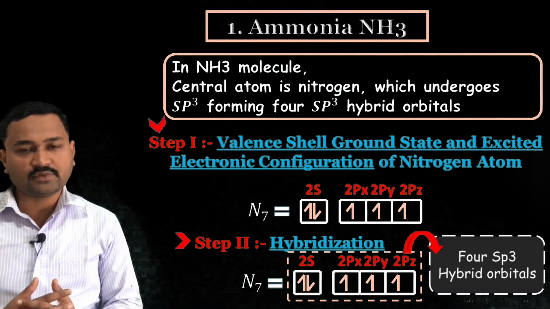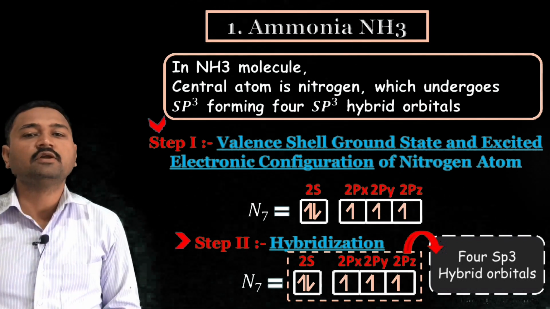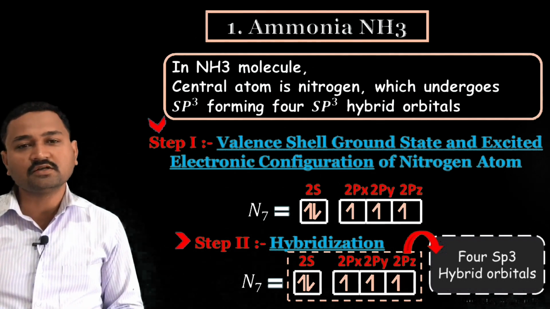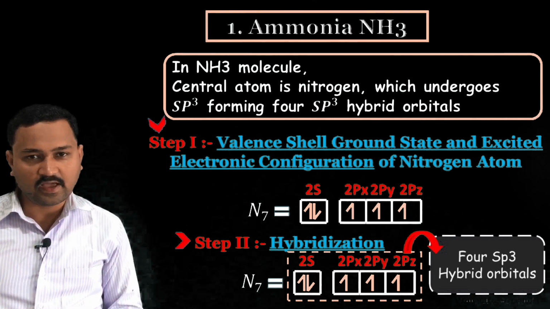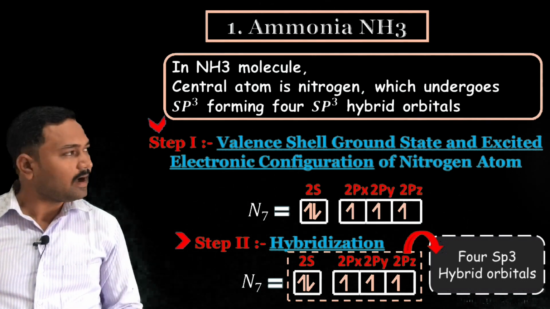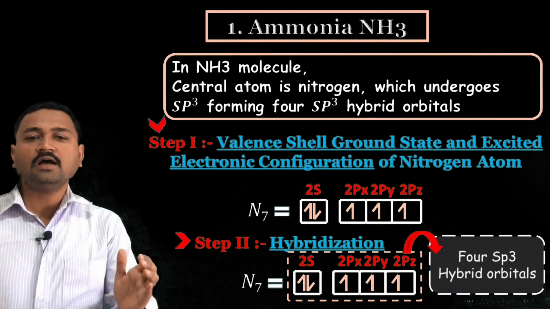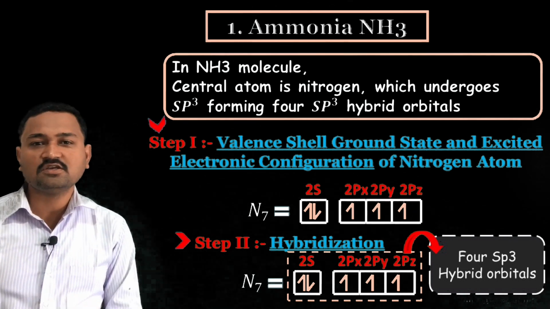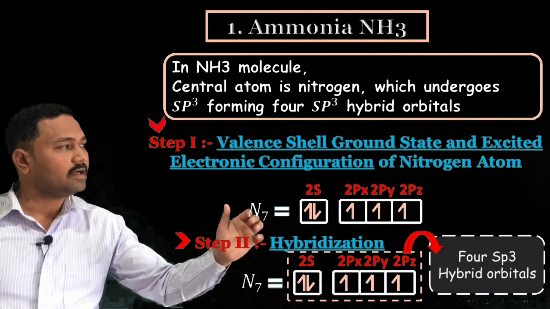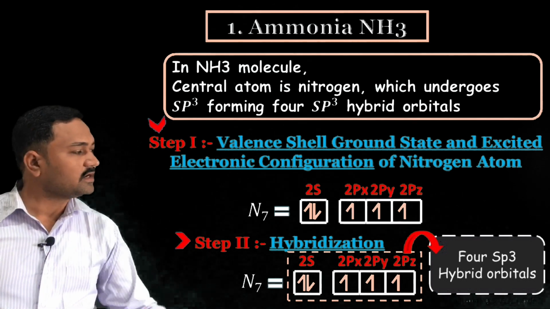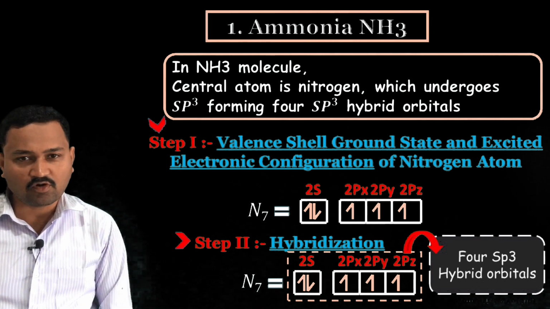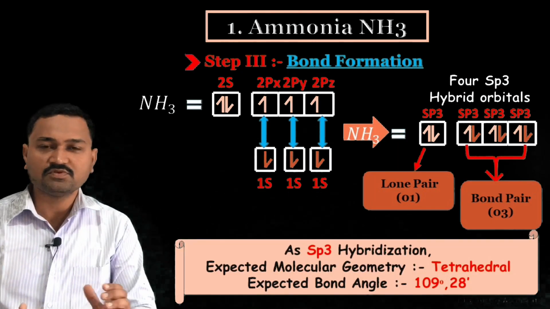Let us consider the next molecule, that is ammonia. Here you will observe that in ammonia, the nitrogen atom is the central atom, which is surrounded by 3 hydrogen atoms and undergoes sp3 hybridization, forming 4 sp3 hybrid orbitals. In a similar manner, I have shown the ground state electronic configuration, which here is equal to the excited state electronic configuration. I have shown the next step as the hybridization step. In the hybridization step, you will see there is a formation of 4 sp3 hybrid orbitals. The next step is the bond formation step, which is important for us.